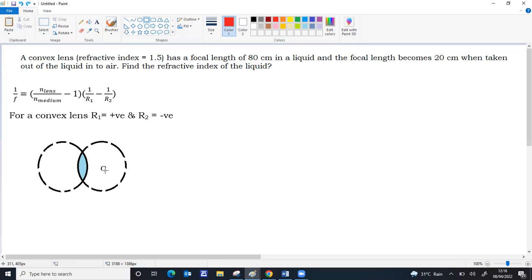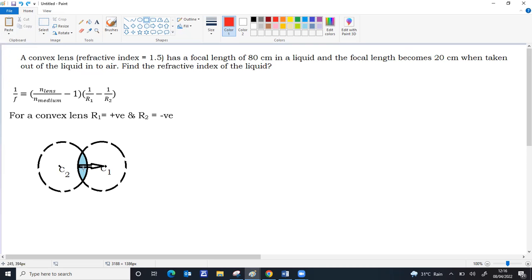So this is the center of surface one. When light comes from the left, this is the surface where light falls first. That's called surface 1, so its center will be center 1. After that, light comes out through surface 2. Its center will be on the left side, so center 2. Now R1 you measure from the lens to the center. This is the measurement R1.